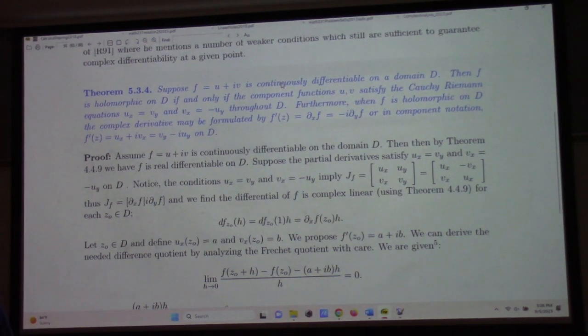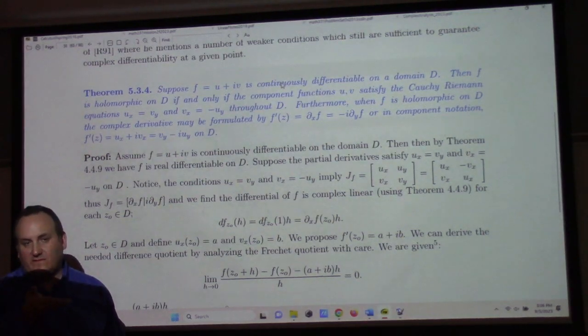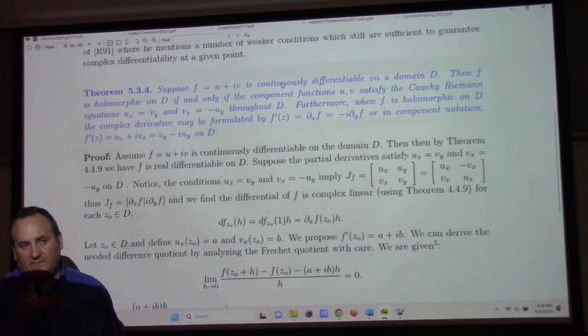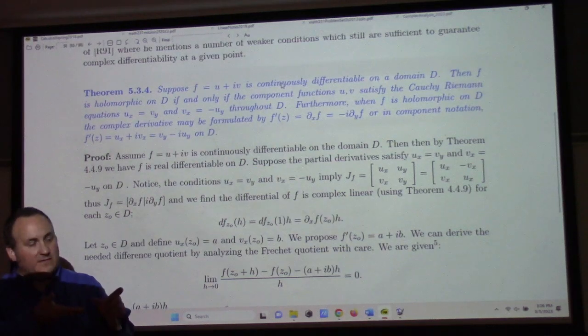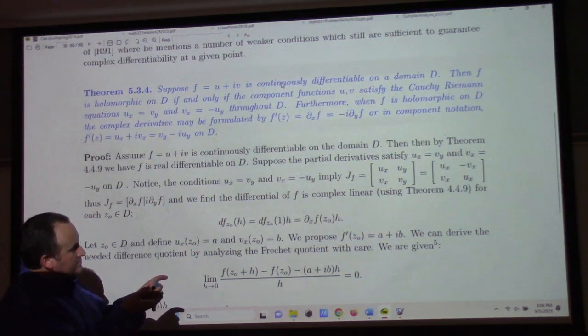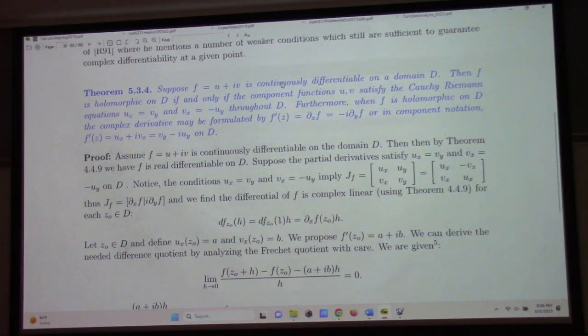the argument is this, all right? If you have continuous differentiability, that implies real differentiability, meaning that the Fréchet quotient vanishes and there exists a differential. But the formula for the differential is given by the standard matrix times something, right? If the Cauchy-Riemann equations hold, then that standard matrix is in fact one of the representations of the complex number system.